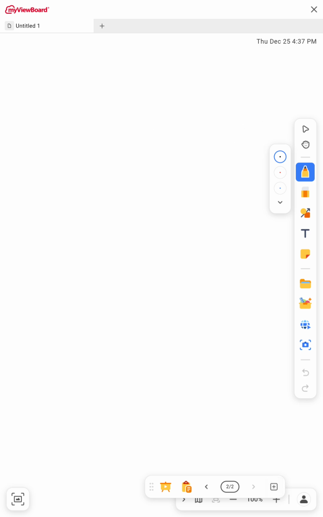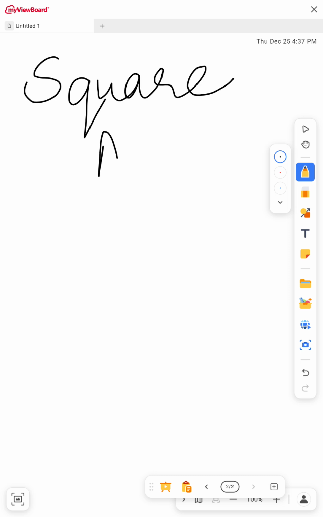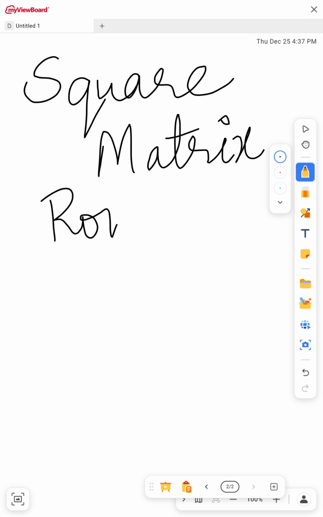The first type is a square matrix. A square matrix is a matrix that has an equal number of rows and columns. Number of rows is equal to number of columns.